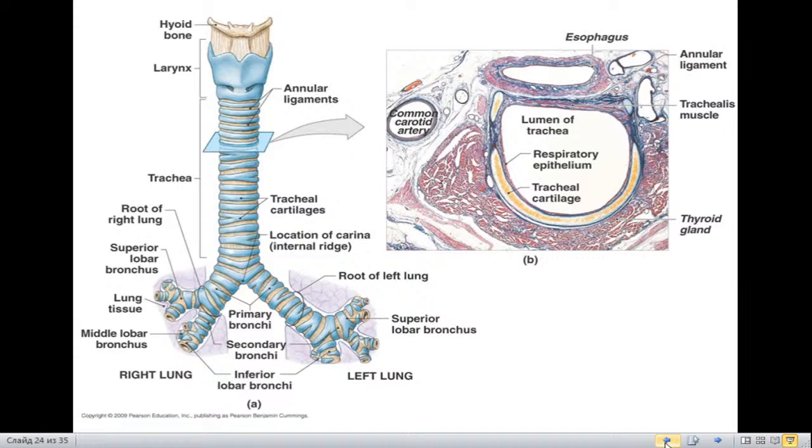The holotopy of the trachea is in the region of the neck and in the thoracic cavity. Skeletotopy is from C6 to T5. In the region of T5 we have the bifurcation of the trachea. Anteriorly to the trachea is the thyroid gland, the infrahyoid muscles and the arch of the aorta. Posteriorly to the trachea is the esophagus.